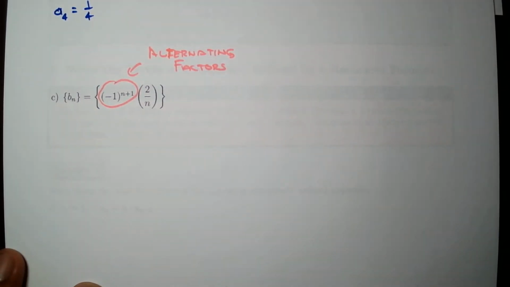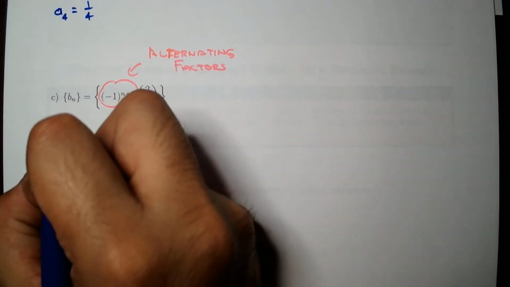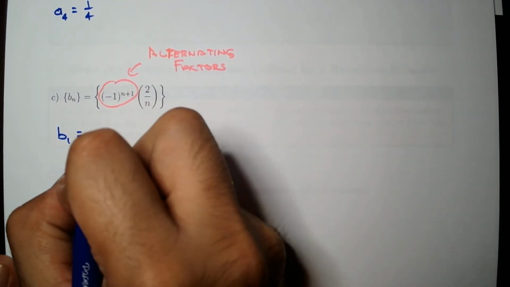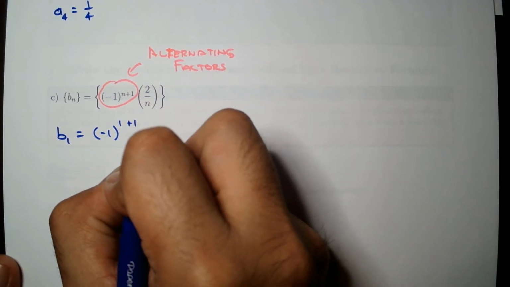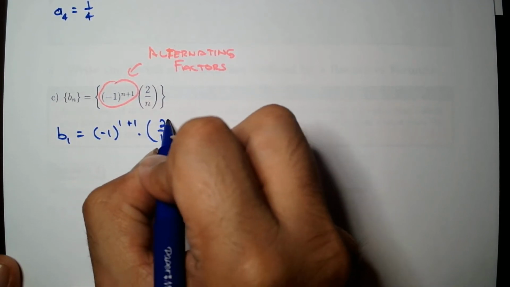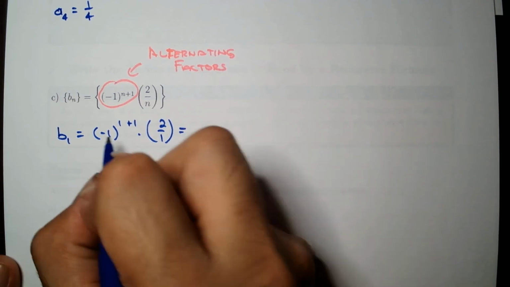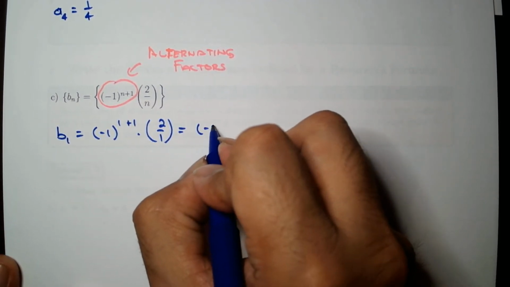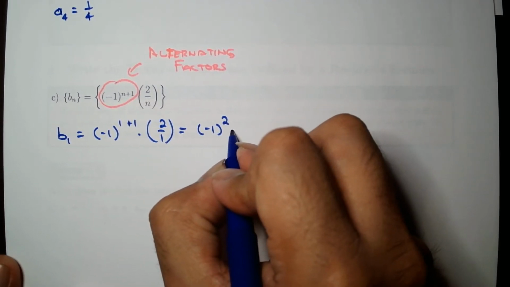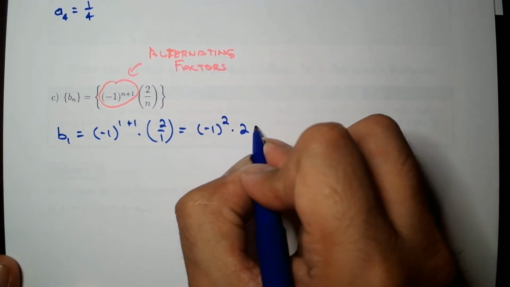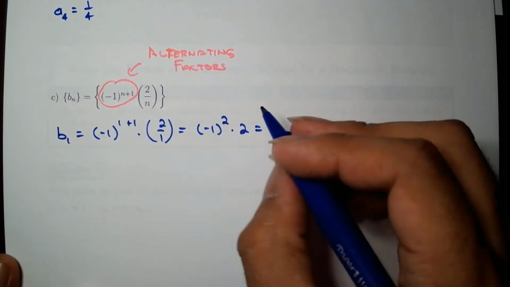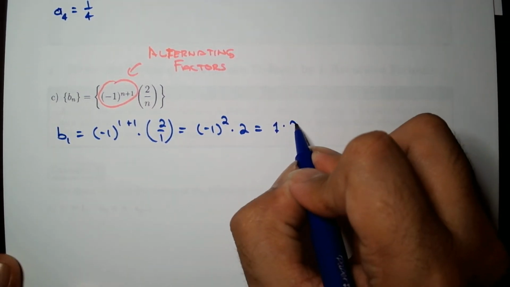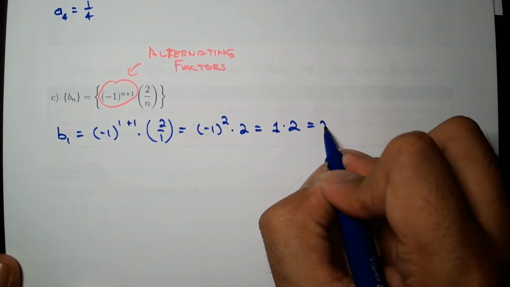All right, so let's see how about this one. Let's do B sub 1. In this case, -1 to the 1 plus 1 times 2/1. What are we going to have? -1 to the 1 plus 1, which is -1 squared, times 2/1, which is 2. And what's -1 squared? That's a positive 1 times 2, which equals 2.